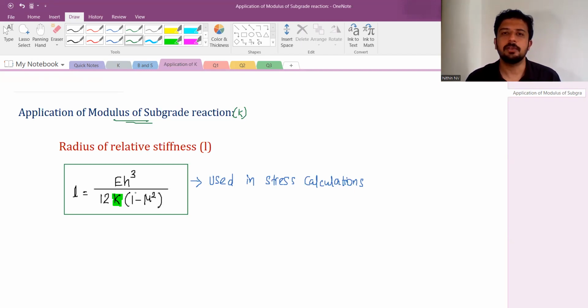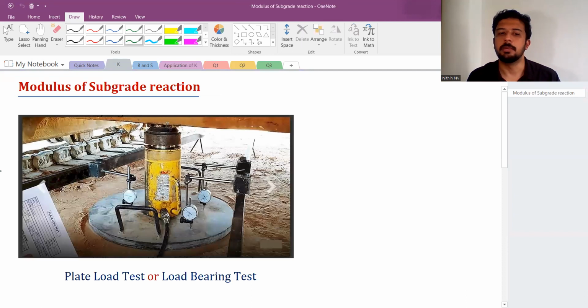Now, how to calculate the K value? That is the first stage, right? To find the K value of the subgrade soil, we'll be using the plate load test. We can also call it the load bearing test. Both are the same. This is the test setup which you can see on the screen. By conducting the test, we'll note down some values in the gauges. You can see some dial gauges here. Using those values, we'll calculate the modulus of subgrade reaction.